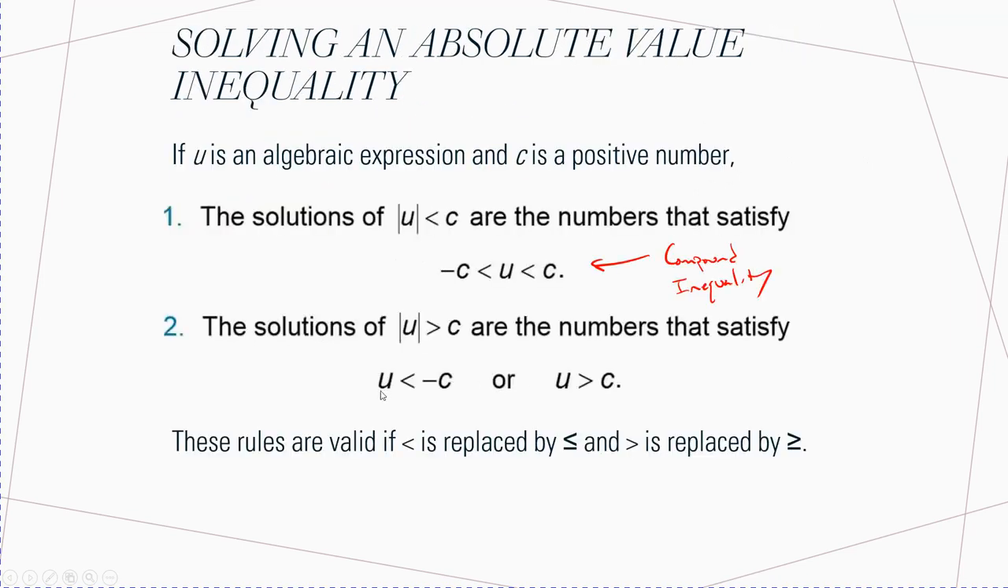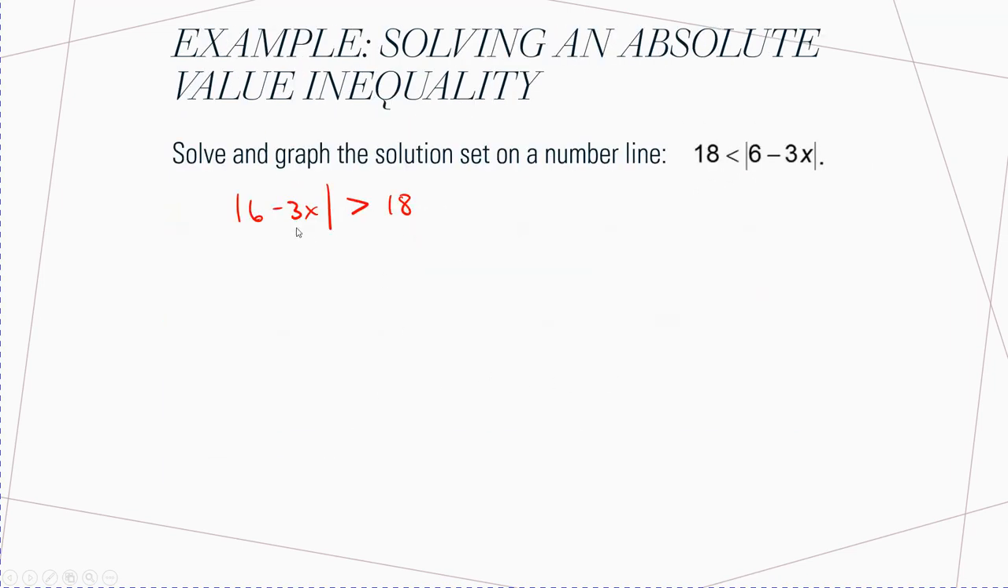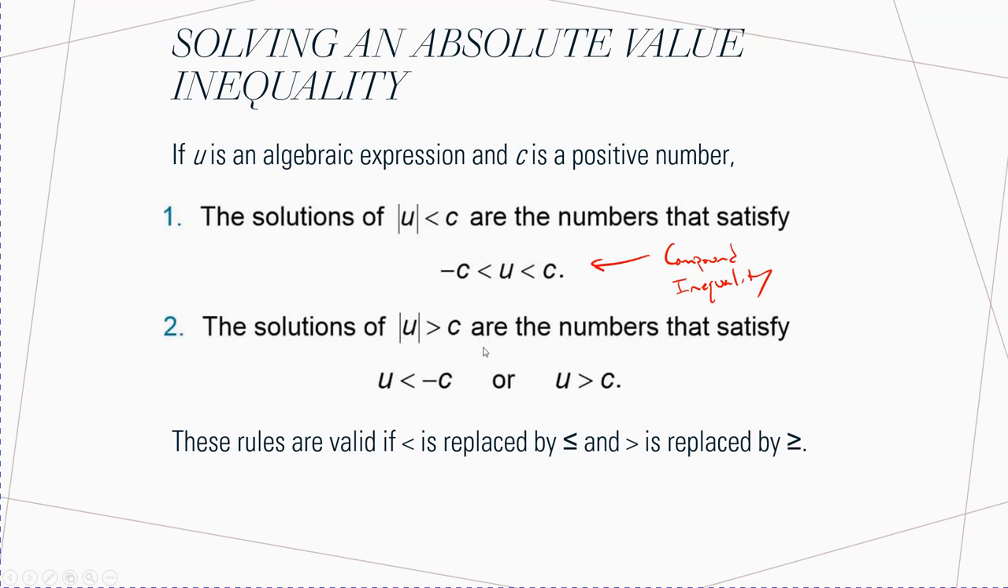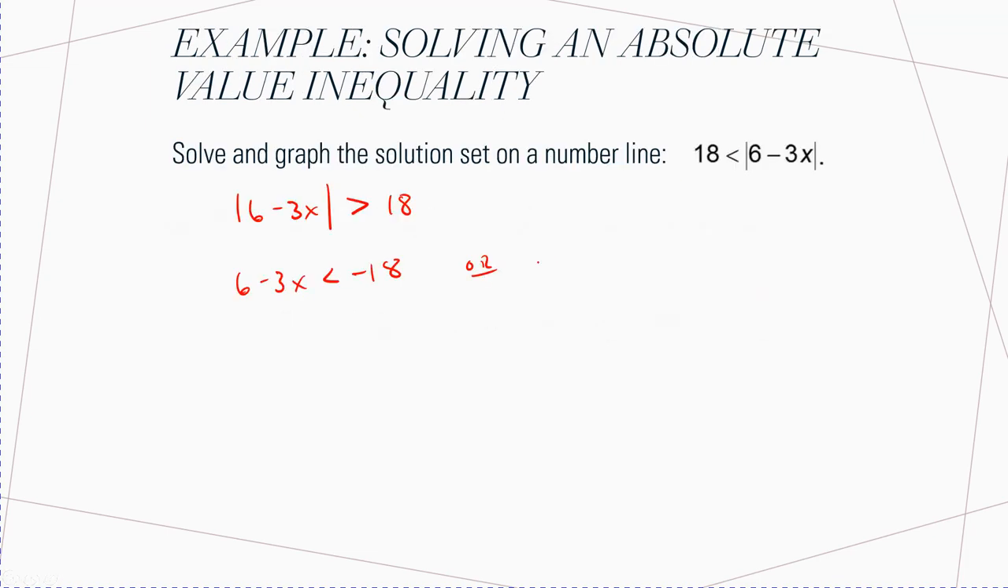So the first one is that u, what's inside here, is less than negative c. So it's 6 minus 3x is less than negative c, in this case negative 18. Or another solution is that the algebraic expression u is greater than c, so in this case it's just greater than 18 there. All right, so let's solve.